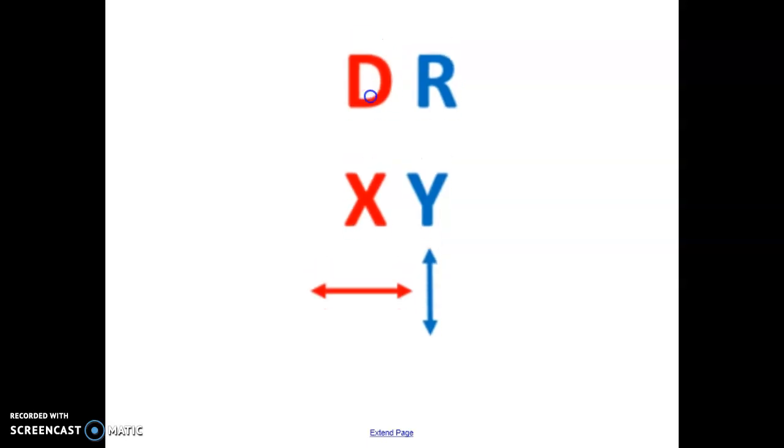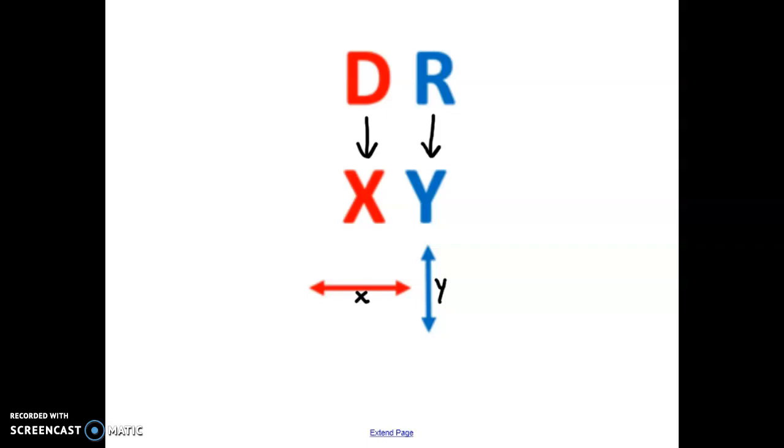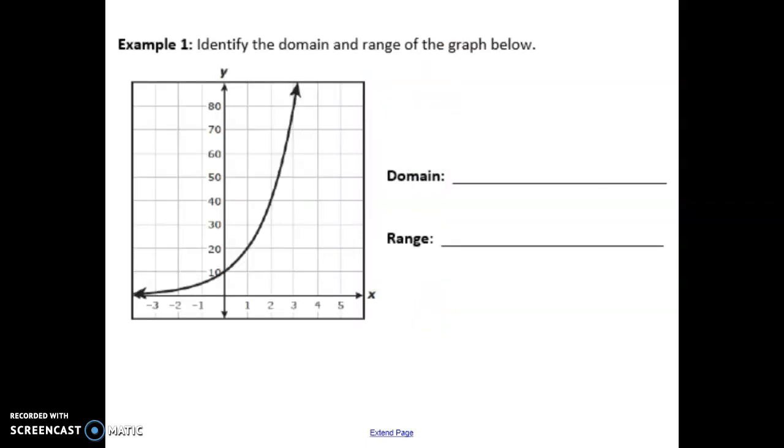So domain are the x values, and they go from left to right, just like the x-axis goes from left to right. Range are the y values, and just like the y-axis, we look from bottom to top. So when we have a graph that does have arrows on the end, the domain and range is very easy and it never changes. The domain, remember, is x's, that's from left to right. Our graph goes left forever and it goes right forever. So our domain is all real numbers.